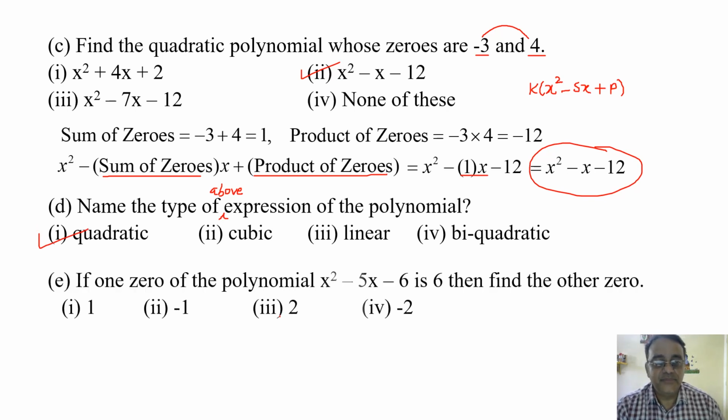Now the next question, if one zero of the polynomial x square minus 5x minus 6 is 6, then find the other zeros.